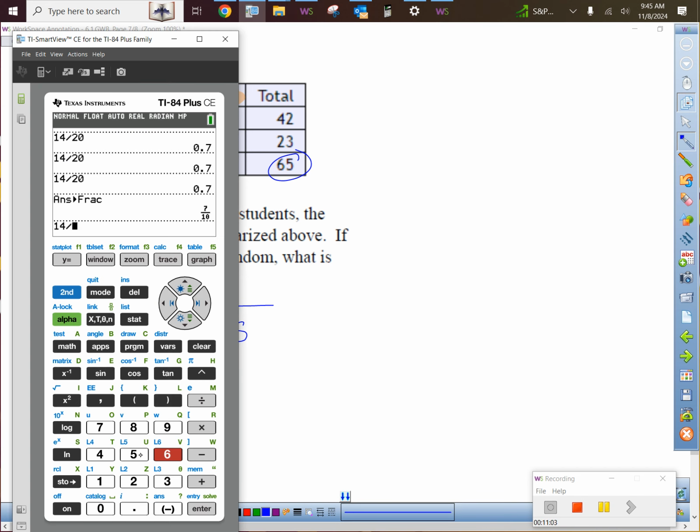14 divided by 65. They'll leave it as a fraction, but I want to see if it reduces, so I just punched it in, you change it to a decimal, and then you hit math, enter, enter, and that did not reduce. It just stayed 14 over 65. Cool, which is basically a 21.5% chance of that happening.